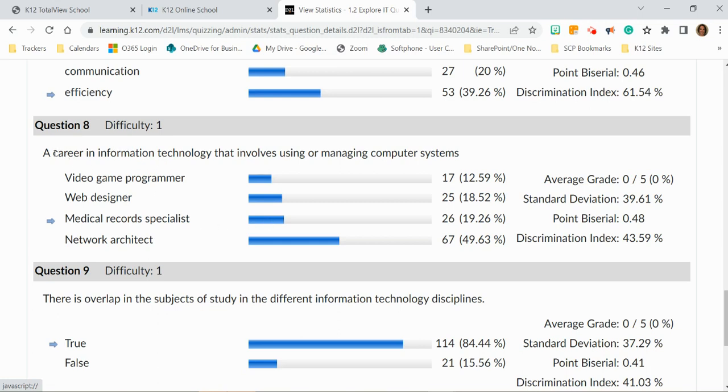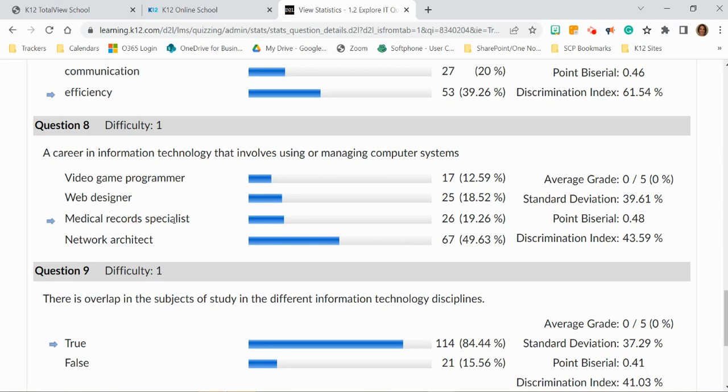And so when you think about remediation, some things to think about is perhaps going back and looking at this pathway again, because they don't have a clear grasp on which jobs fall into which categories or which jobs involve managing computer systems. And they may have used their background knowledge because they recognize this word network to be involved with computer systems, for example. Whereas perhaps web designer and video game programmer are not so overt for them. And then, of course, the medical record specialist was the correct answer.